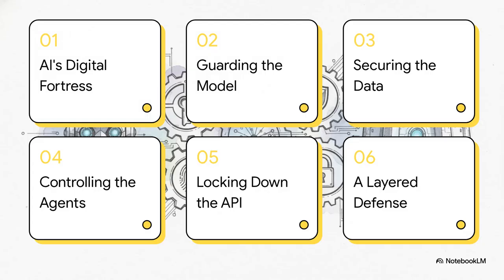So here's our game plan. We're going to start by looking at the big picture with a metaphor I really like: the AI as a digital fortress. Then we'll dive deep into each of those 4 locks we just saw: the model, the data, the agents, and the API. And finally, we'll put it all together to see how they form a single, layered defense.